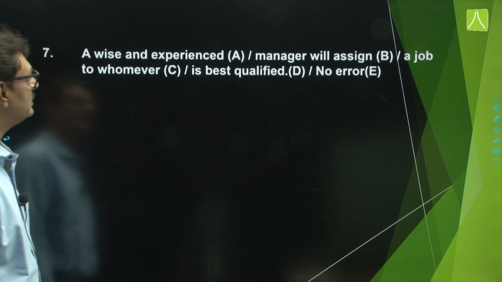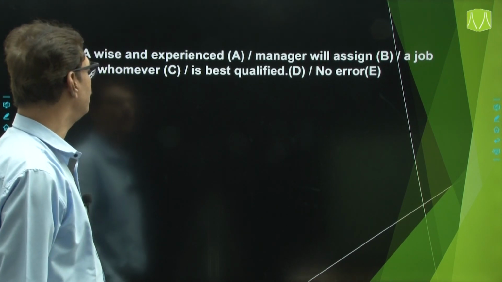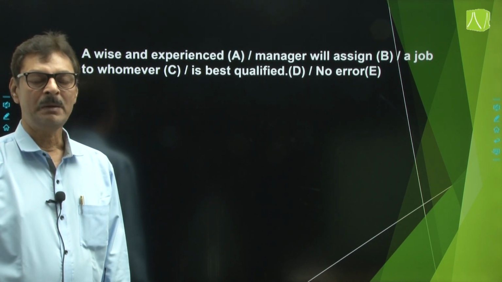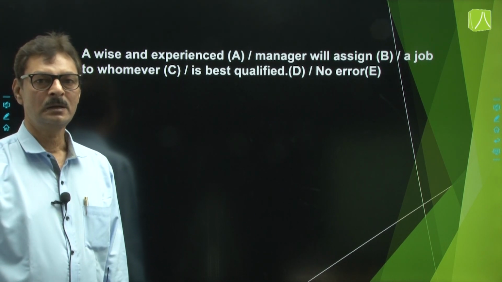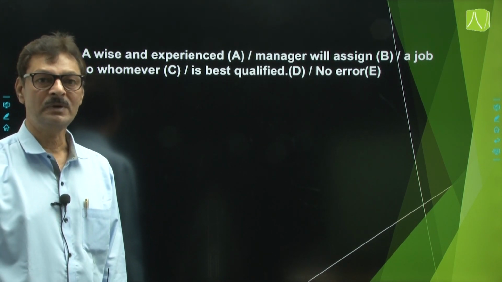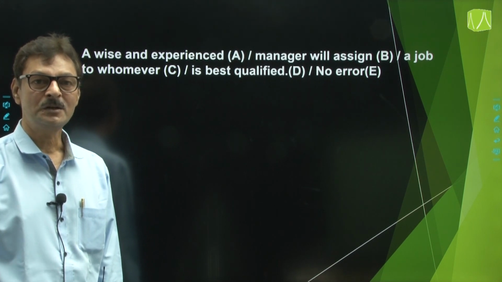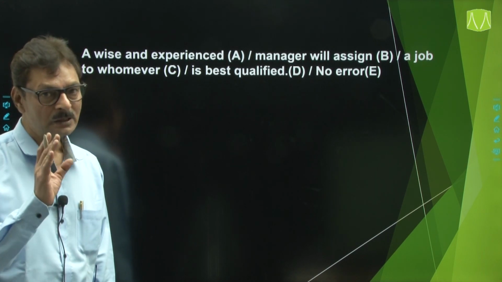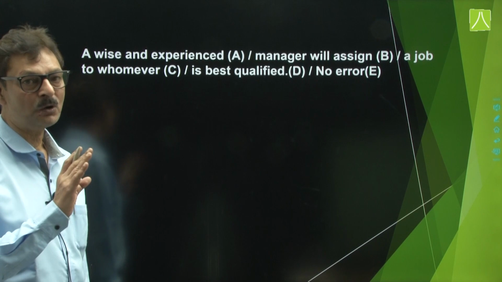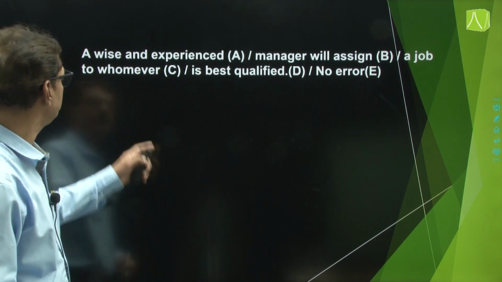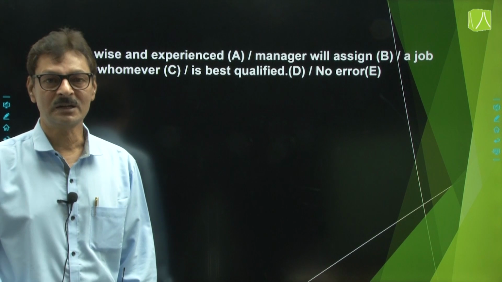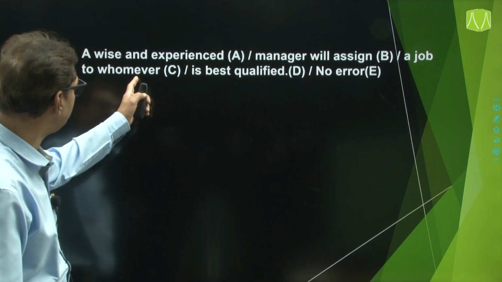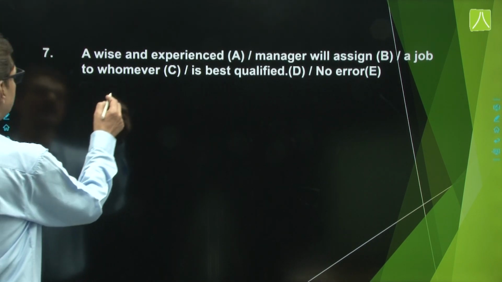A wise man and experienced manager will assign a job to whomever is best qualified. Remember, whomever. We have done those things in the earlier lectures. तो जो भी ग्रामर की है सब यहाँ पर आपको यूज करना पड़ेगा. You will have to identify the errors with the help of all the rules which have been taught to you. Whoever कब यूज होता है and whomever कब यूज होता है. Whoever subject, whomever object. तो यहाँ पे this is being used as an object over here. यहाँ पे क्या होना चाहिए?